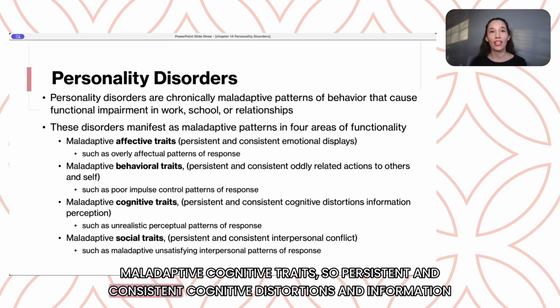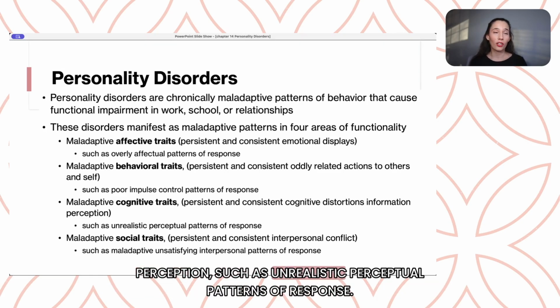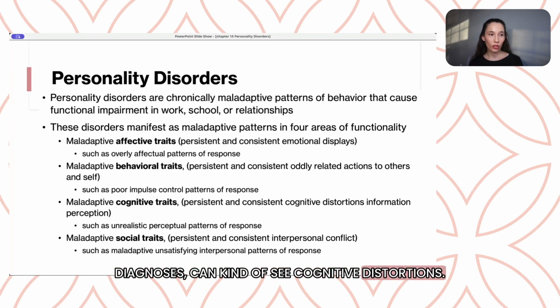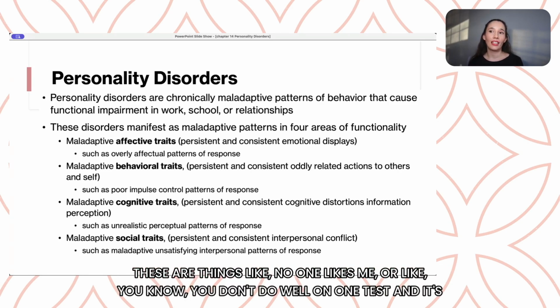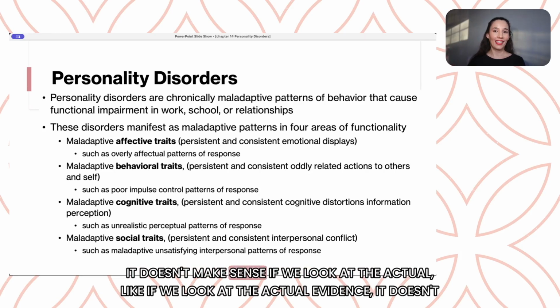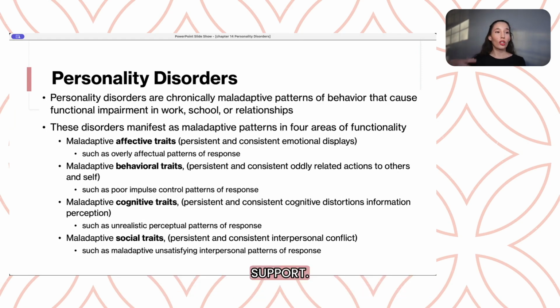Maladaptive cognitive traits, so persistent and consistent cognitive distortions and information perception, such as unrealistic perceptual patterns of response. When we talk about cognitive distortions, lots of different diagnoses we can see cognitive distortions. These are things like, no one likes me, or you don't do well on one test and it's like, I'm dumb, right? That's a cognitive distortion. It doesn't make sense if we look at the actual evidence, it doesn't support it, right?